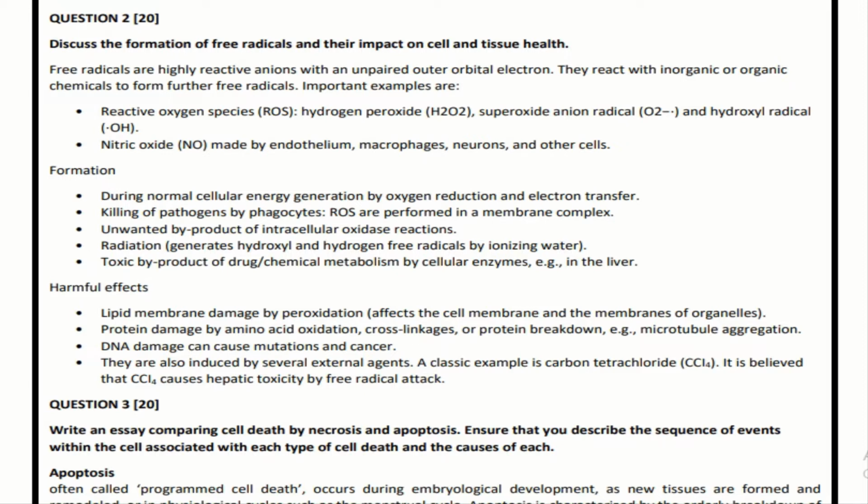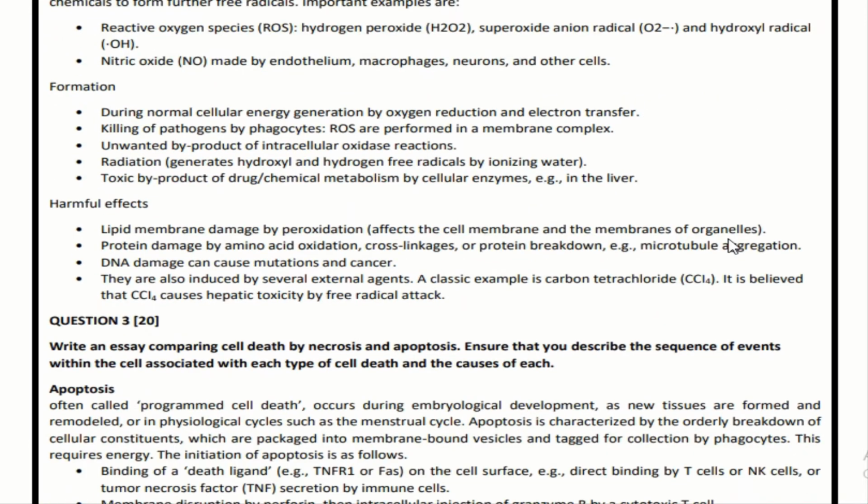Then they ask about the impact on cell and tissue health. Harmful effects of free radicals include, number 1, lipid membrane damage by peroxidation, which affects the cell membrane and the membranes of the organelles. Protein damage by amino acid oxidation, cross-linkage or protein breakdown, for example, microtubule aggregation. DNA damage can cause mutations and cancer. They are also induced by several external agents. A classic example is carbon tetrachloride, CCl4. It is believed that CCl4 causes hepatic toxicity by free radical attack. This was your number 2.